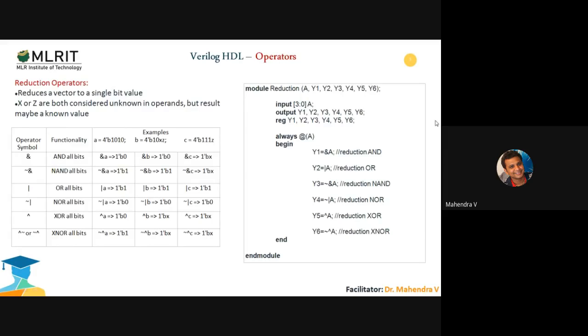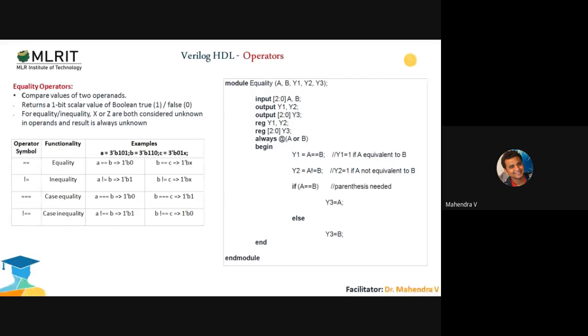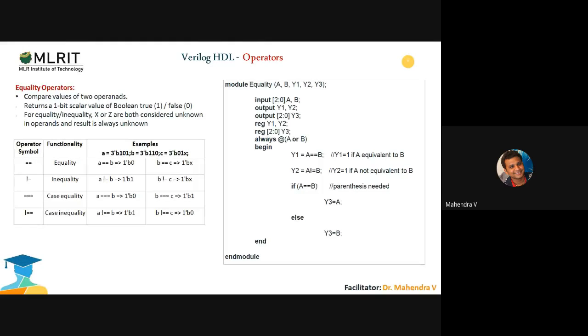Now next, equality operators. This is important. These equality operators are used to compare the operands for their equality. At times, whenever you are describing the behavior of the system, if you are following the data flow model, no problem, there will be a Boolean equation and we can implement that directly. If you are following the structural coding style, then also no problem.